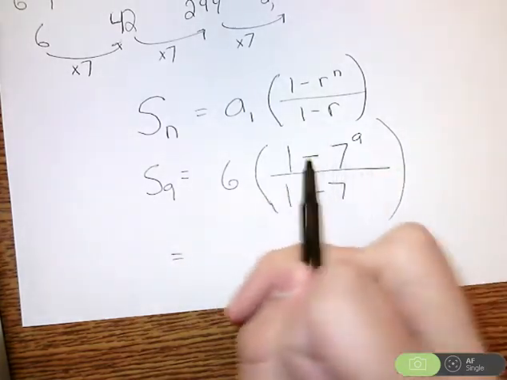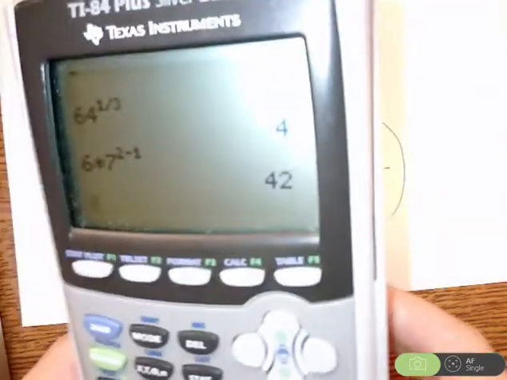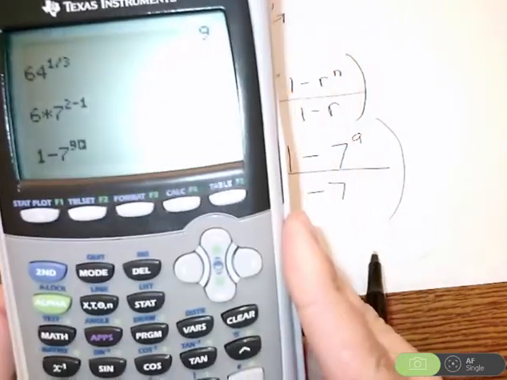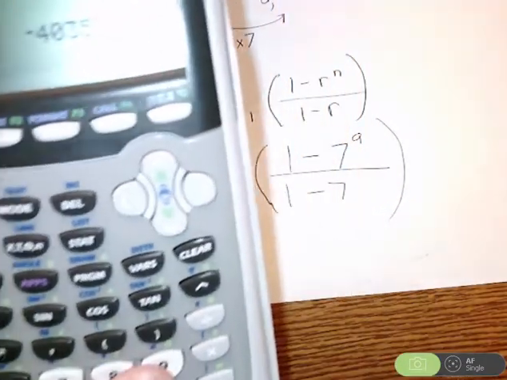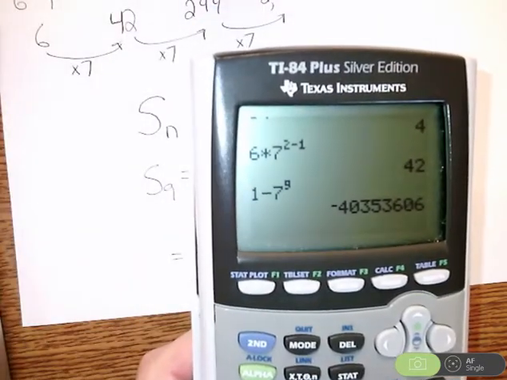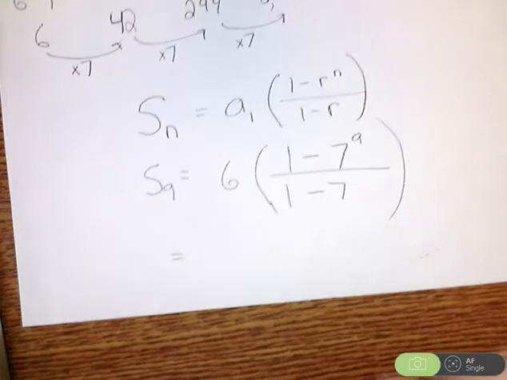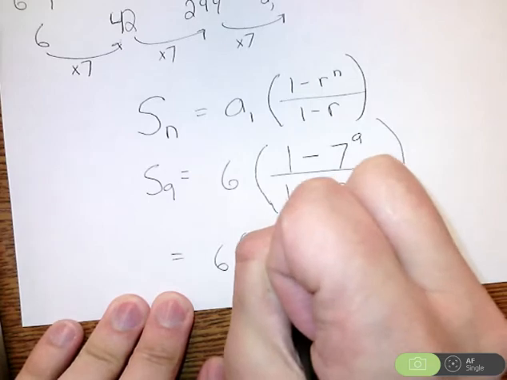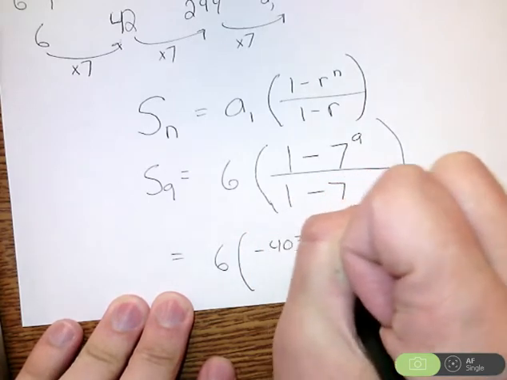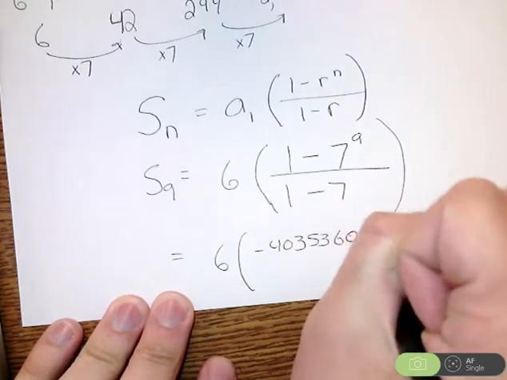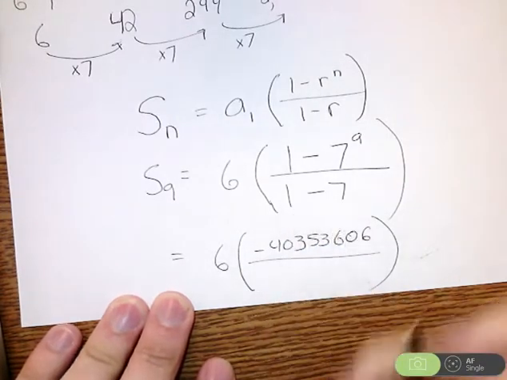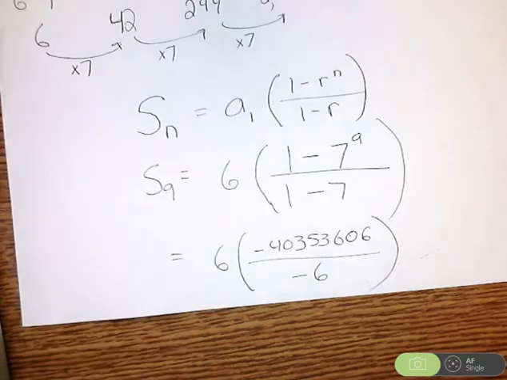So what I would do is figure out what that top piece is. I'd figure out what 1 minus 7 to the 9th power is. And I get a big old number there, negative 40,353,606. So I'd write that down. So I have 6 times negative 40,353,606 divided by, well, 1 minus 7 is negative 6.